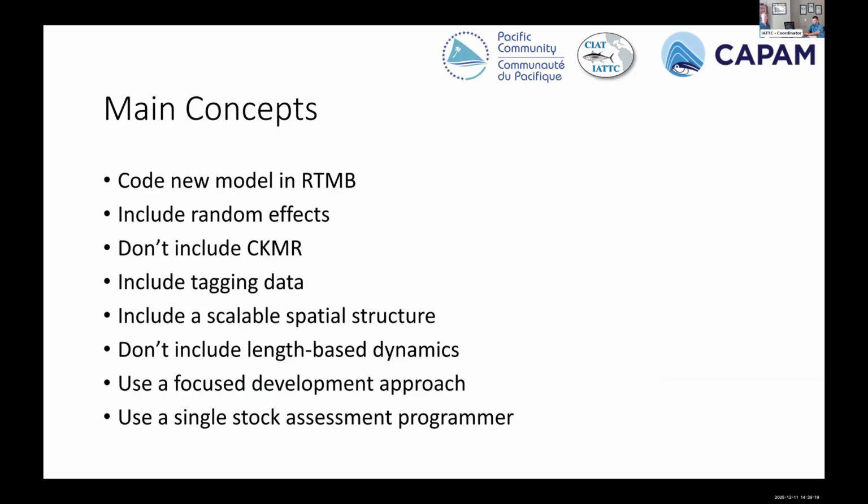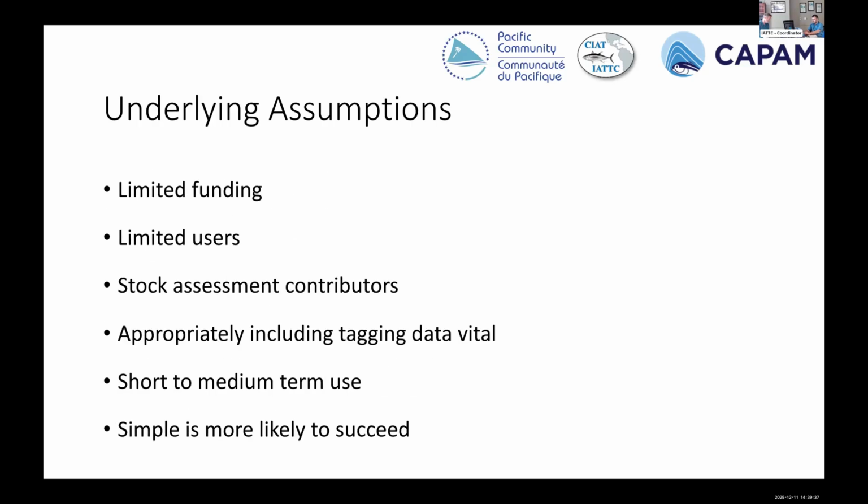We need to include tagging data in the model because that's what we have. We don't have surveys and stuff. We need some scalable spatial structure. We don't really need to include length-based dynamics, and we want to use a focused development approach and a single stock assessment programmer. Okay, so I'll just quickly go through first some underlying assumptions about why these decisions might be made.